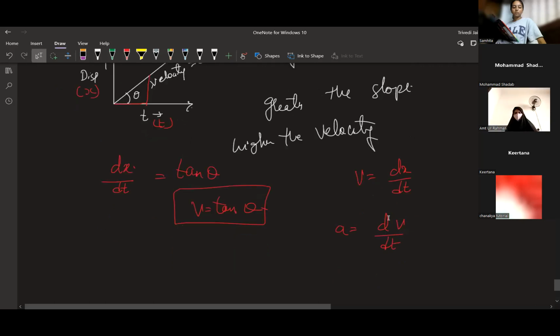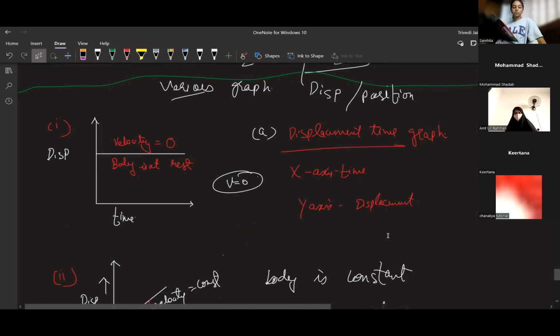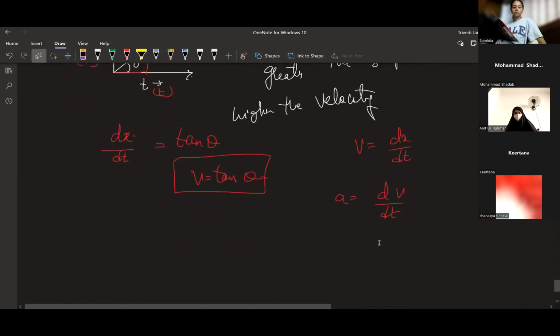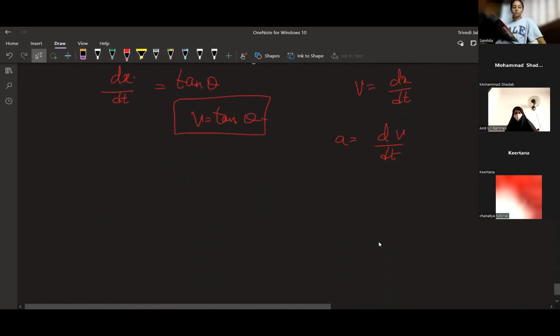Then next, we saw one straight line where velocity is 0 and one linear graph. Then the third one, if it is uncommon, like this, all right, not this, the reverse. Something like this.